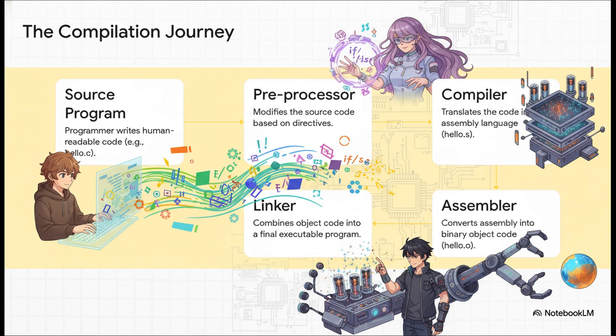The preprocessor then kind of cleans it up. The compiler translates that into a much lower-level language called assembly. The assembler then turns that into raw binary, the ones and zeros the machine can understand. And finally, the linker bundles it all together into a program you can actually click on and run. Each step takes our logic further from words and gets it closer to pure electricity.